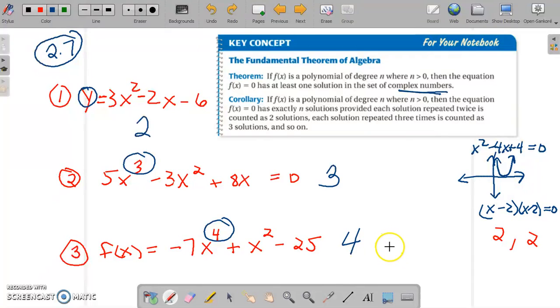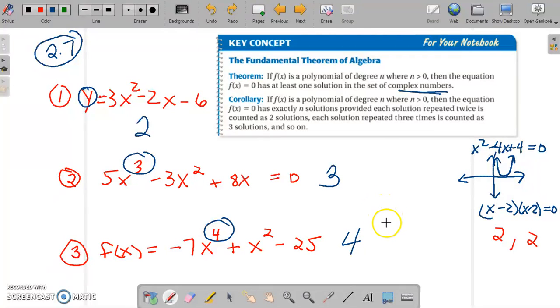And that is all that theorem is trying to tell you. If you're looking at a 4th degree polynomial, you've got 4 solutions. There could be some duplicates like this, but you're going to have 4 factors and 4 solutions. So you need to be looking for them.